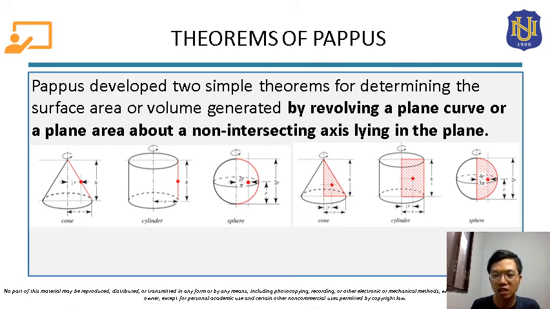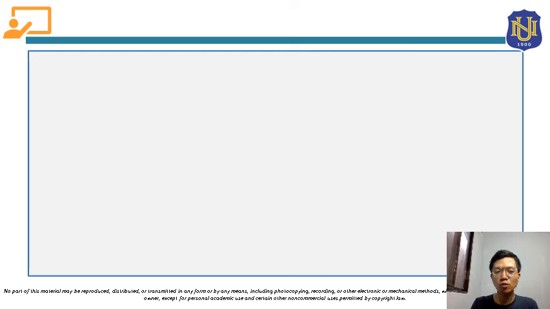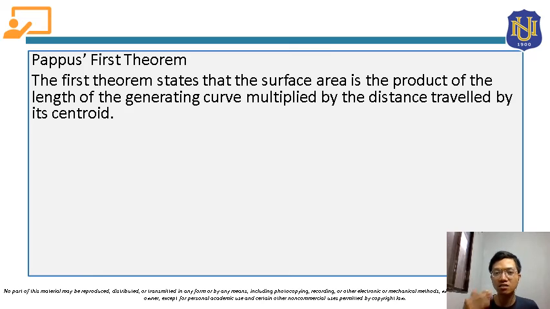Let's talk about the formulas that we are going to use for the theorems of Pappus. Pappus proposed two theorems. The first theorem that Pappus proposed states that the surface area is the product of the length of the generating curve multiplied by the distance traveled by its centroid. It is a curve or line that we are going to revolve here, so it will generate a surface area.